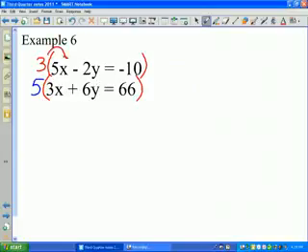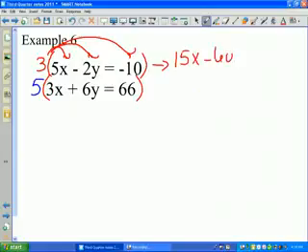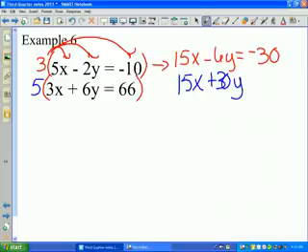So when we do the multiplication, you have to multiply 3 to everything. Cannot emphasize that enough. So 3 times 5x gives me 15x minus 6y equals a negative 30. The bottom equation will also give me 15x plus 30y, whoop, that's ugly, equals 3,330. You can tell it's getting to the end of the day.